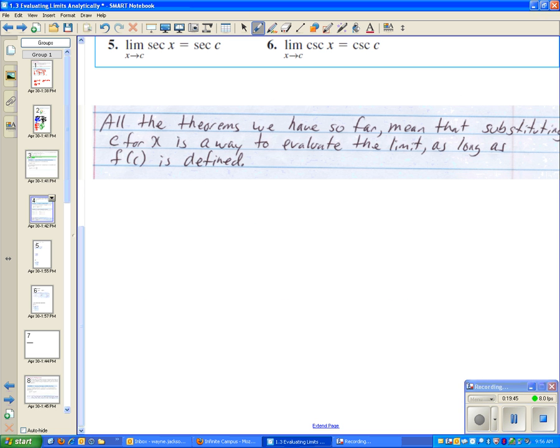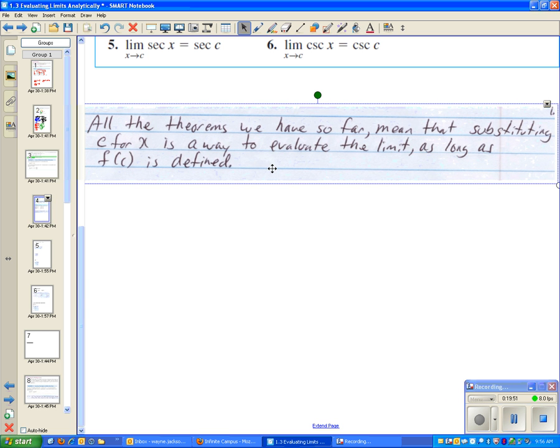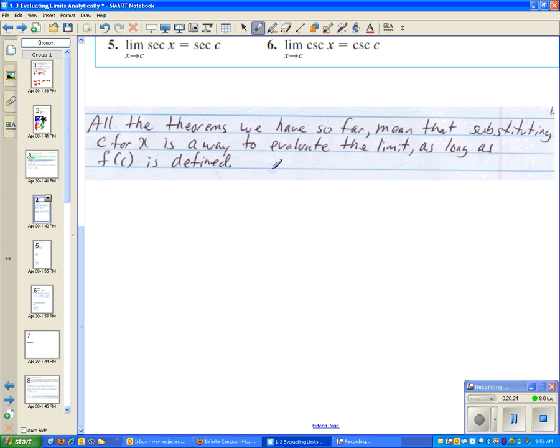Here's what we've been aiming at since we started this section. All the theorems we have so far mean that substituting c for x is a way, and in fact usually the best way, to evaluate the limit as long as f of c is defined. Well, yes, all of the above. Okay? So, even better, don't even write that. Write this down.